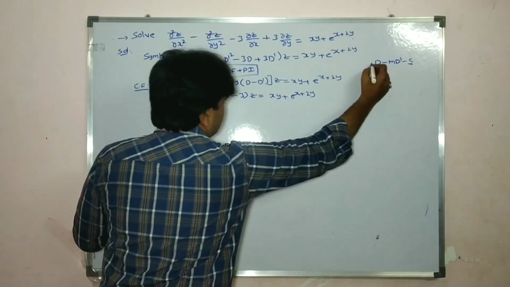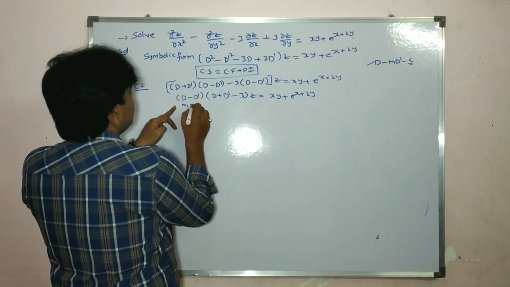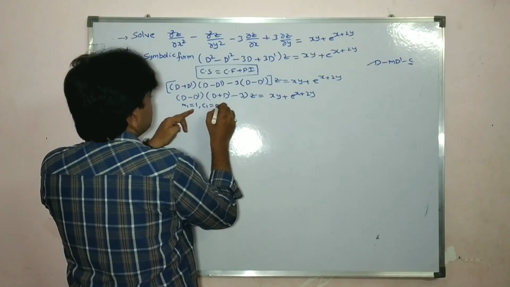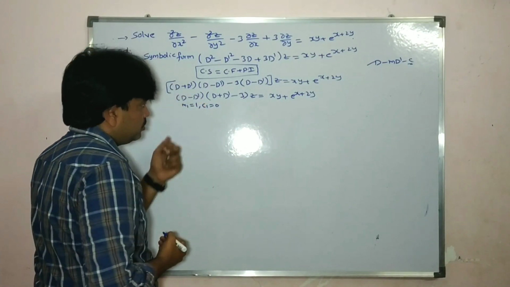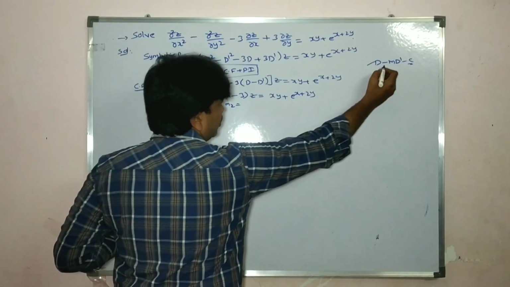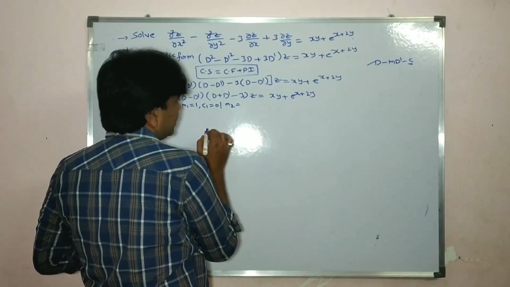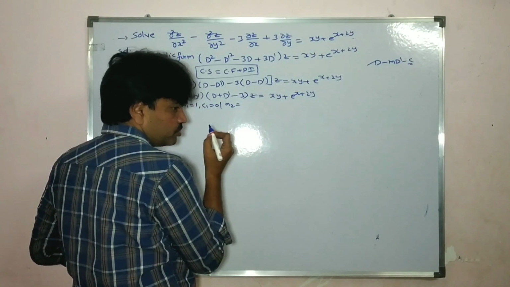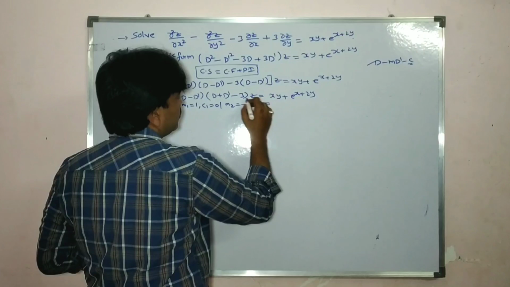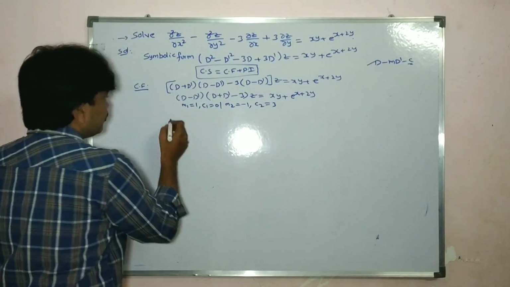Now by comparing this, students, what is m1? m1 is 1. What is c1, students? The c1 value is 0 because there is no constant. And m2, students: in the formula we have minus m, but here we have plus 1, so you can write it as minus of minus 1. So the m2 value is minus 1. The c2 value, students, is 3.